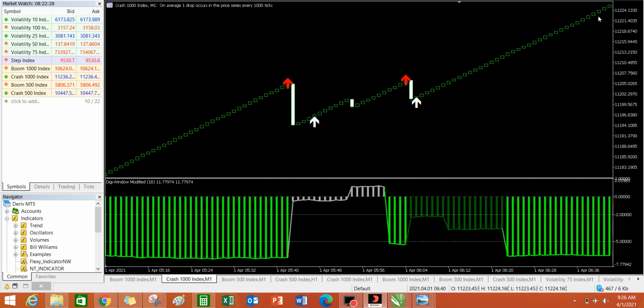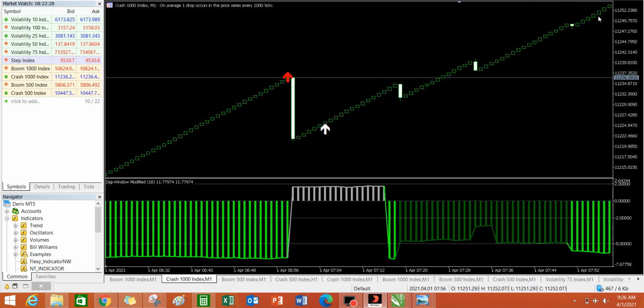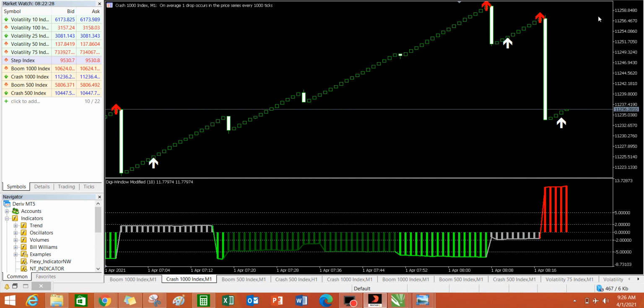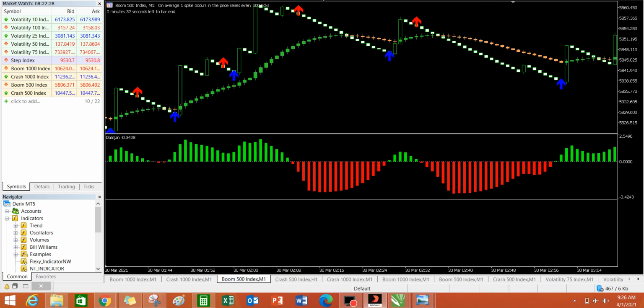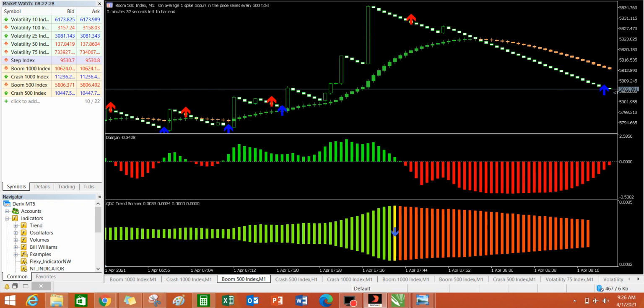So if you're having this indicator, I'm very sure you would have milked the market successfully. And also, if you're having the signal indicator, you should have milked it successfully. And of course, if you are having the QDC Scraper indicator, it would definitely highlight the trend right from the beginning till the very end.